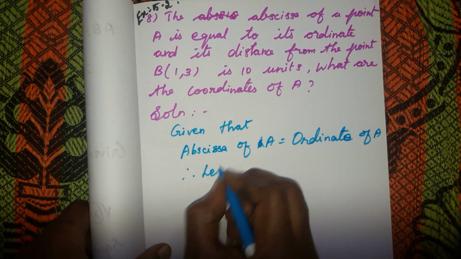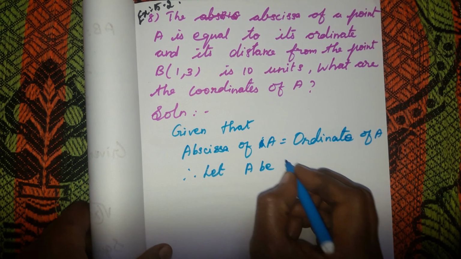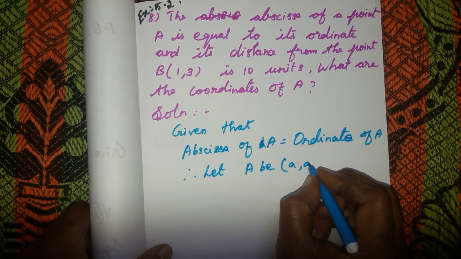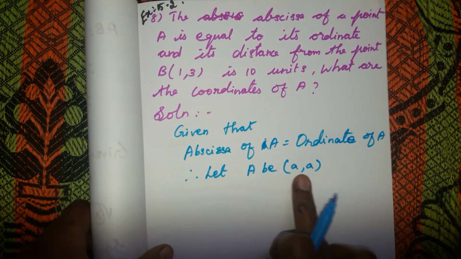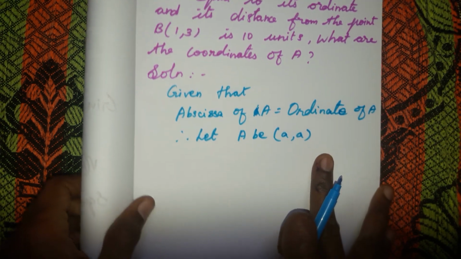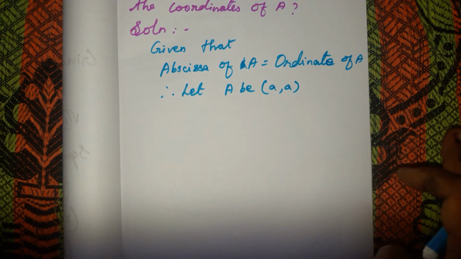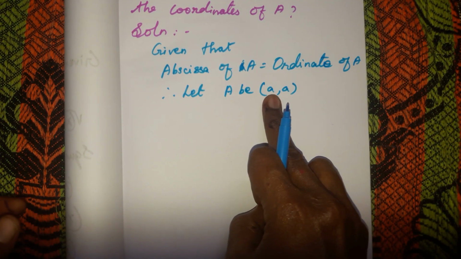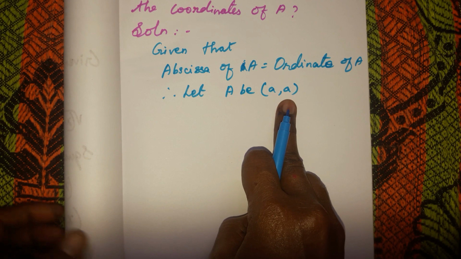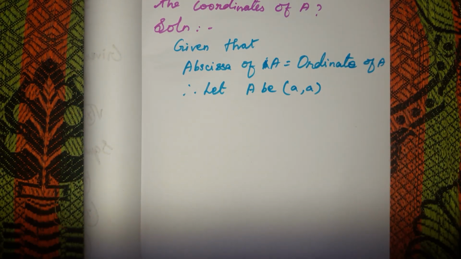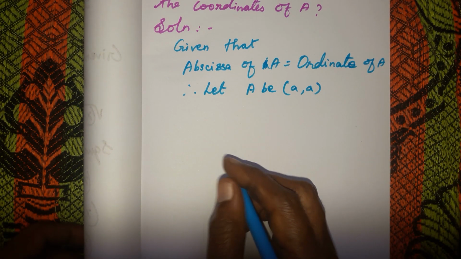Therefore, let A be, we can take it, A comma A, both equal. Abscissa is equal to ordinate. So both I am taking as A comma A. Otherwise, you can take X comma X. Any one letter, any one variable you can use here. I am taking as A comma A like that.